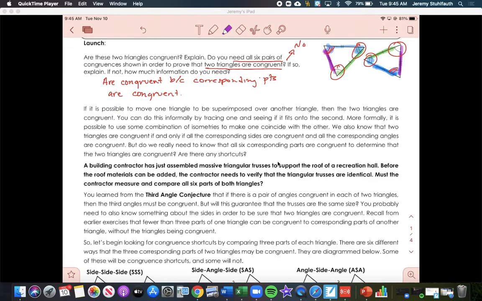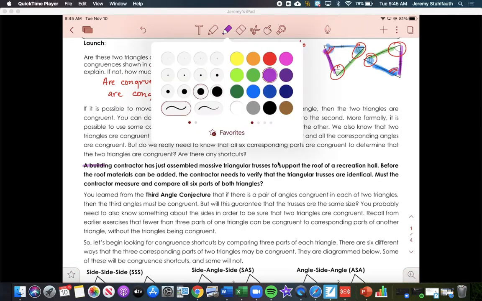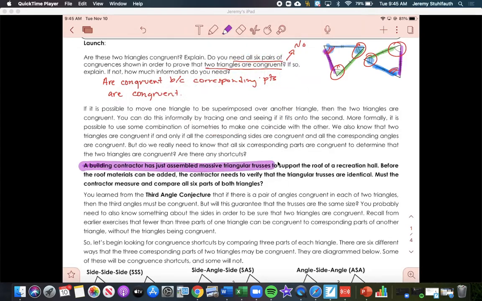An example of when it might be beneficial to have some shortcuts to find congruences is if you think about a building contractor. Say they have just assembled some giant triangular trusses in the ceiling. If you've ever been in a gym and seen the beams that are triangles, they need to make sure that those triangles are identical, congruent. So in order to do that, we need to know, well, what is a quick way to figure out if they are congruent? That's just a quick example of when you might use this in the real world.